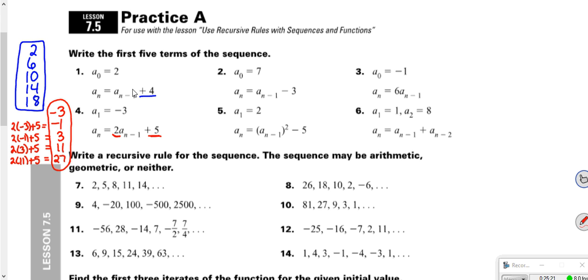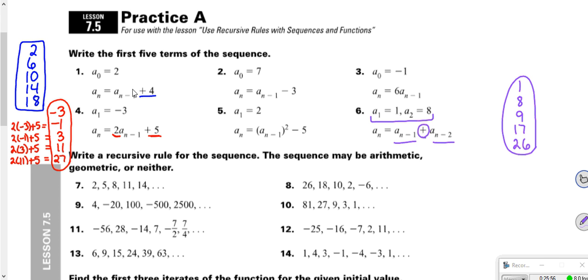Look at number 6. This is one of those special ones that's going to use a couple of preceding terms, because again, it starts off by giving us 2. So if a sub 1 is 1, a sub 2 is 8, it looks like our rule here is we're just adding the 2 preceding terms. So 1 plus 8 gives me 9. 8 plus 9, 17. 9 plus 17, 26. That's my first 5 terms.